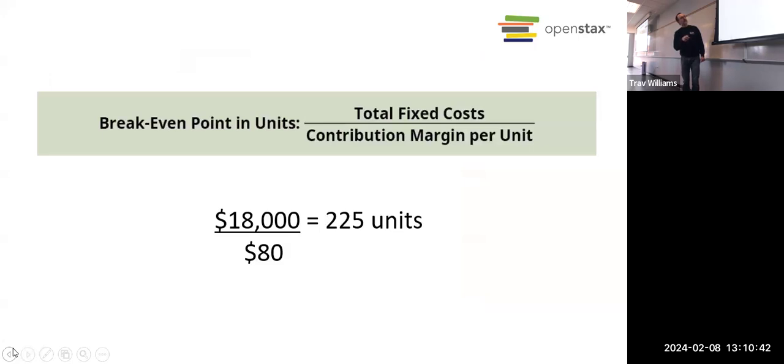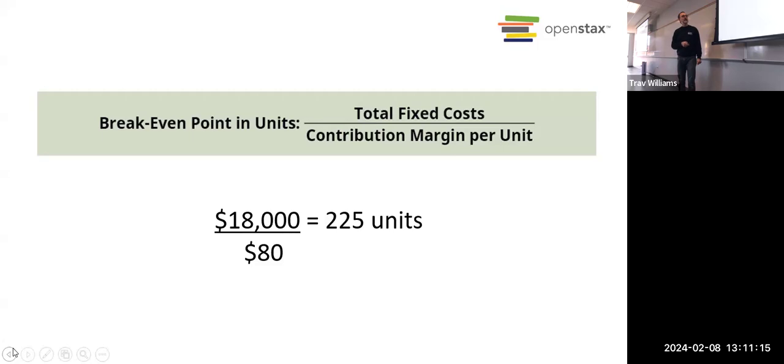So if we want to figure out how many units we have to sell to break even, we take our total fixed costs, divide by our contribution margin per unit, because every unit we sell is contributing towards covering our fixed costs, right? So once we've sold enough units, we've broken even. We take the fixed costs, divide by that contribution margin per unit, and that tells us how many units we have to sell to reach that point.